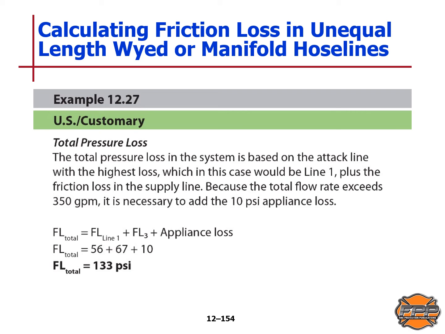So our next line reads friction loss total equals 56 plus 67 plus 10. We just added in the numbers. So our friction loss total is 133 psi.